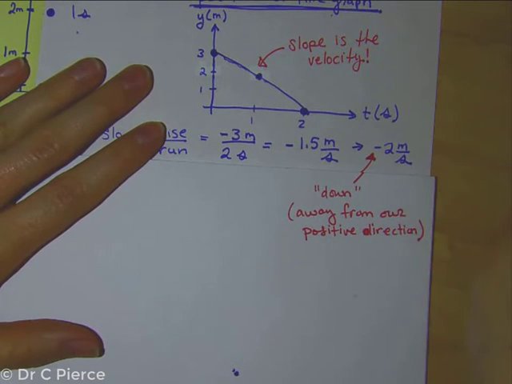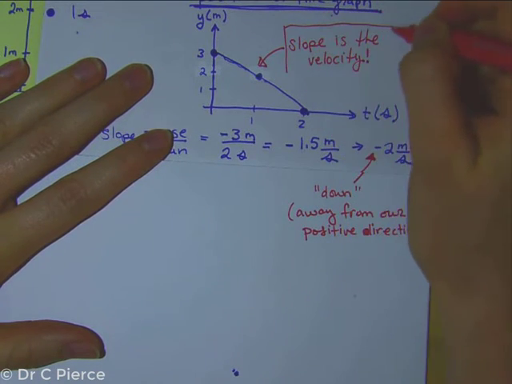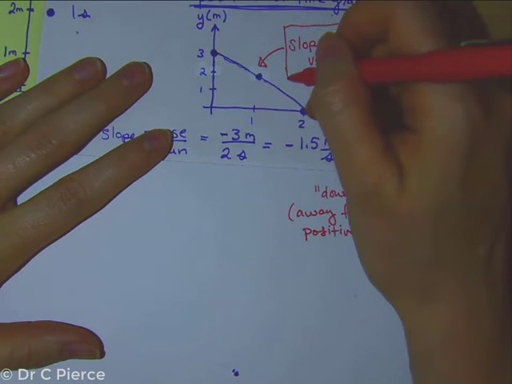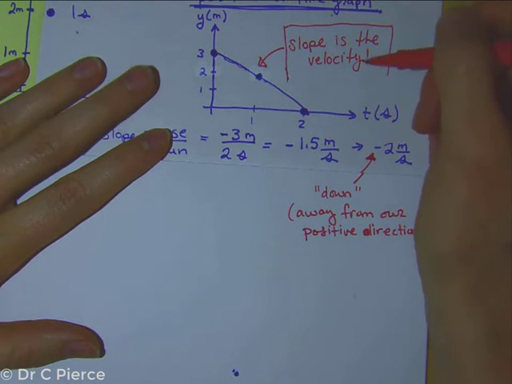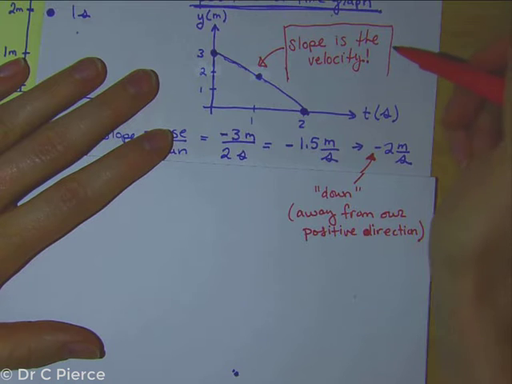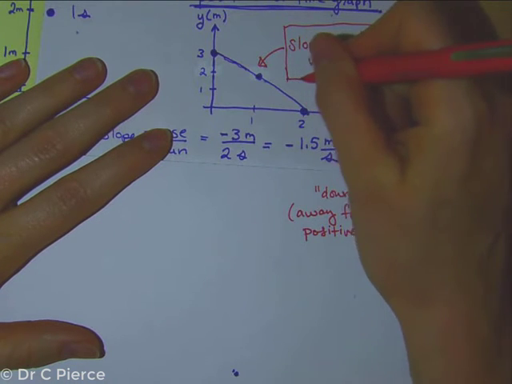Before I scroll more, I'm going to put this in a box. It is important. And if you were just going to write that down in your notes, you should make sure to say that that's on the position versus time graph.